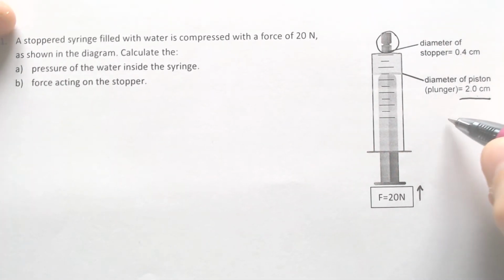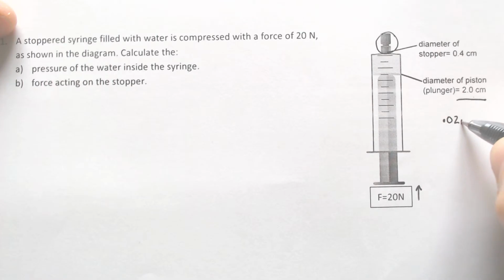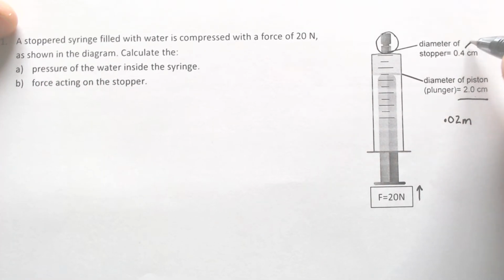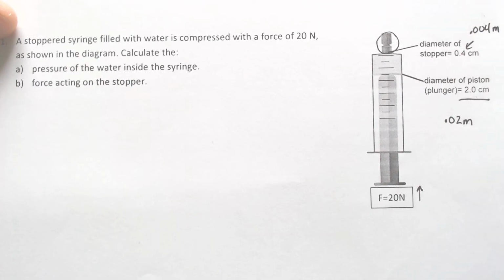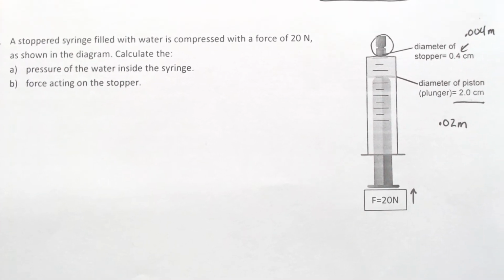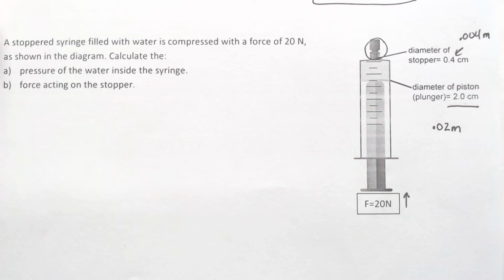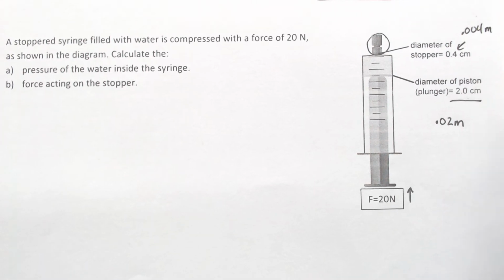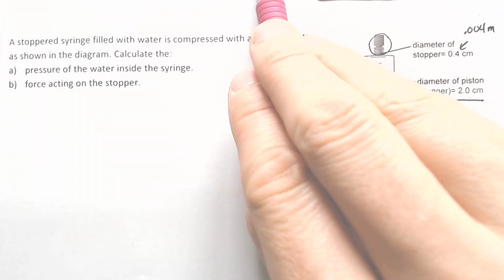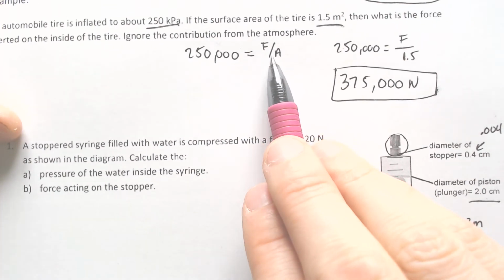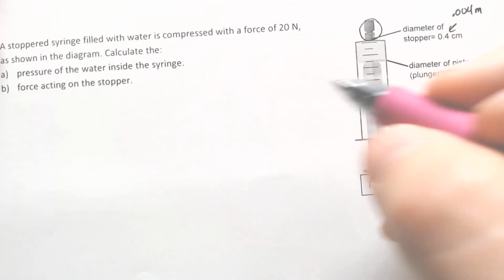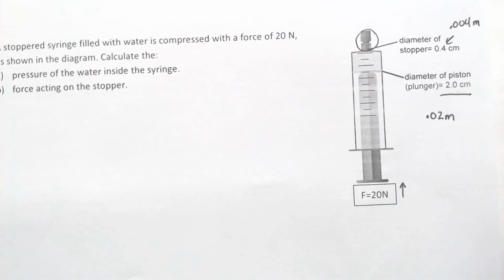All right? So if we have 20 newtons being pushed up and the diameter of the piston is 2 centimeters, we need to first convert that into meters. That is 0.02 meters, and this would be 0.004 meters for the other one, and that is the diameter, so we technically have to cut it in half because we are going to need to do area here. Pressure is force divided by area. All right, let's do the math.